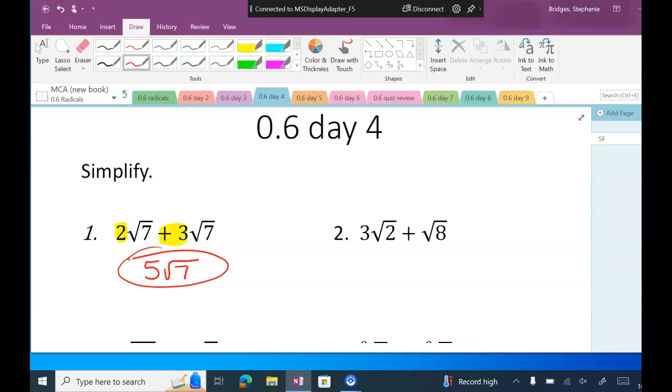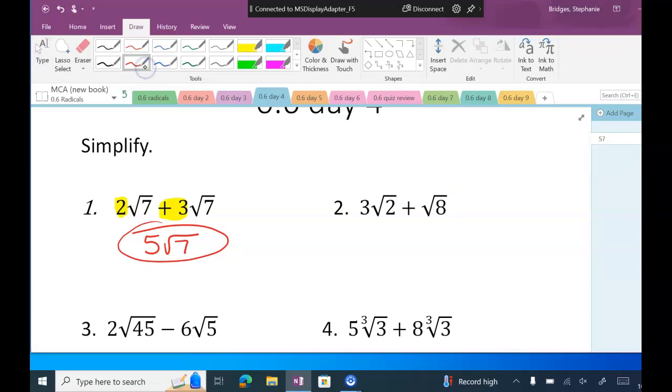Now on number 2, I have 3 square roots of 2 plus the square root of 8. Do I have the same radicand now? No. So what I need to do is see if either of them or both of them can simplify and hope that it turns them into the same. So let's start with the square root of 2. Can we simplify the square root of 2? No. What about the square root of 8? Yes, that one can simplify. So I'm going to take it and I'm going to split it up. It breaks down into the square root of 4 times the square root of 2. The square root of 4 turns into 2. And then I'm just going to bring that first one down since I didn't need to simplify it.